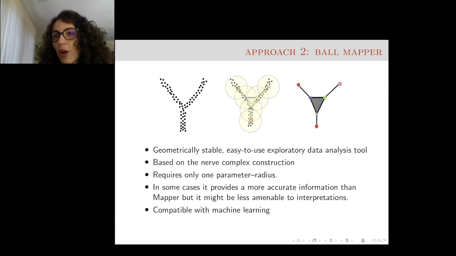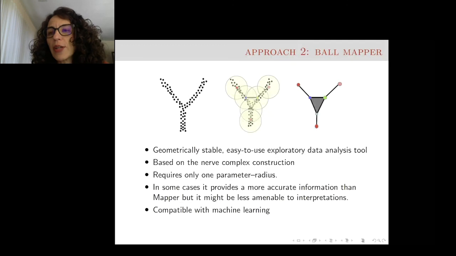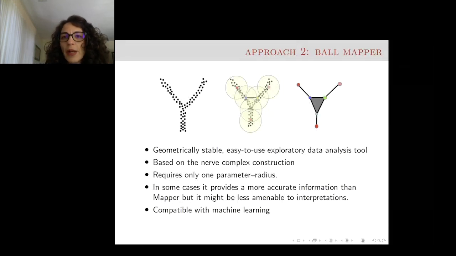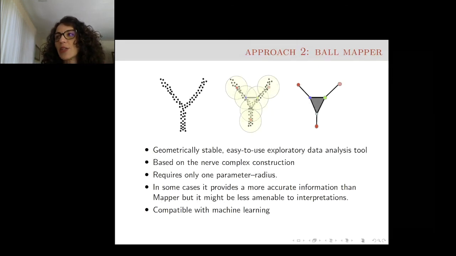Okay, so again, this is an exploratory tool. It's based on the nerve complex construction. It's simpler in the sense that it requires only one parameter to be chosen, and that's this epsilon radius. For more details, I will refer you either to Pavel's paper or to his recording on YouTube about the comparison with the standard mapper and more details on the construction. It's true that in some cases it's hard to compare the outputs of these two algorithms, but in some cases it does provide more accurate information. But it might be less amenable to interpretation because we have less choice. Anyways, one way or another, this is the tool that we've chosen to work with.